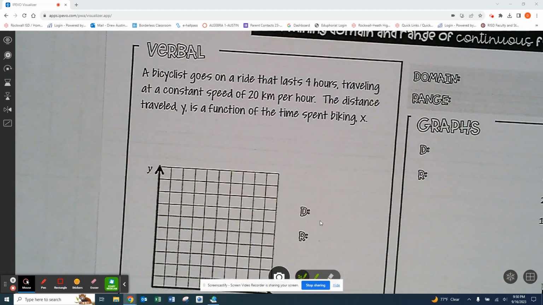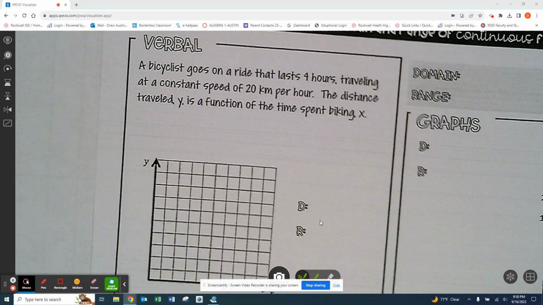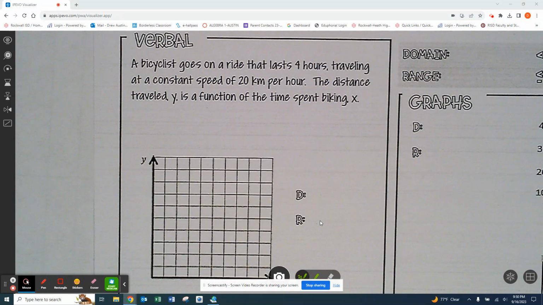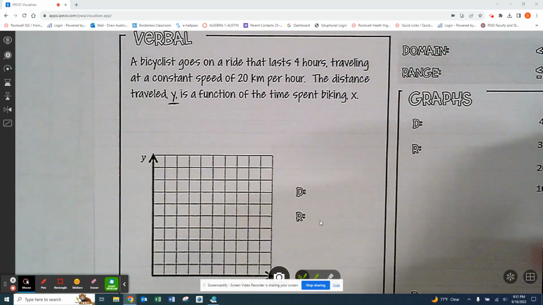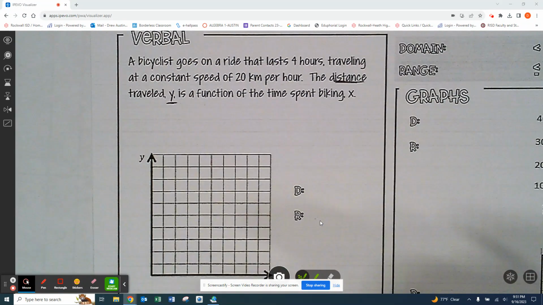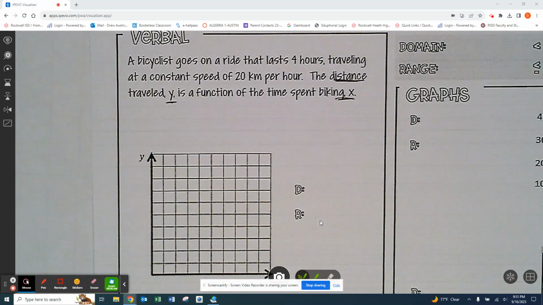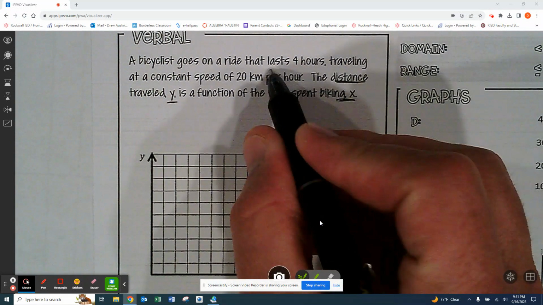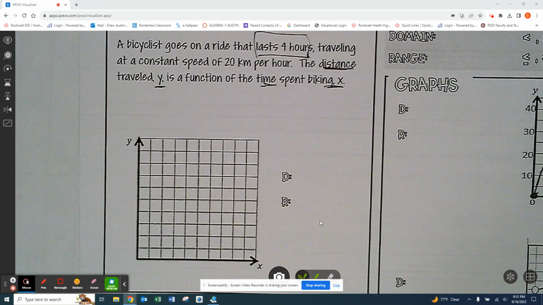In a verbal description, the bicyclist is going on a ride that lasts 4 hours and traveling at a consistent speed of 20 miles or 20 kilometers per hour. The distance traveled, y, is a function of time spent biking, x. So we know that our distance is going to be our range, and the time is going to be our x value. That's going to be pretty easy to understand on our x value because we know how long they biked for. They biked for 4 hours.